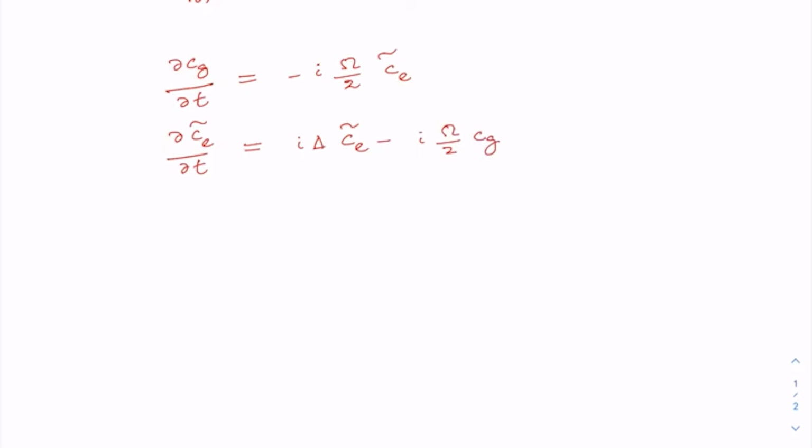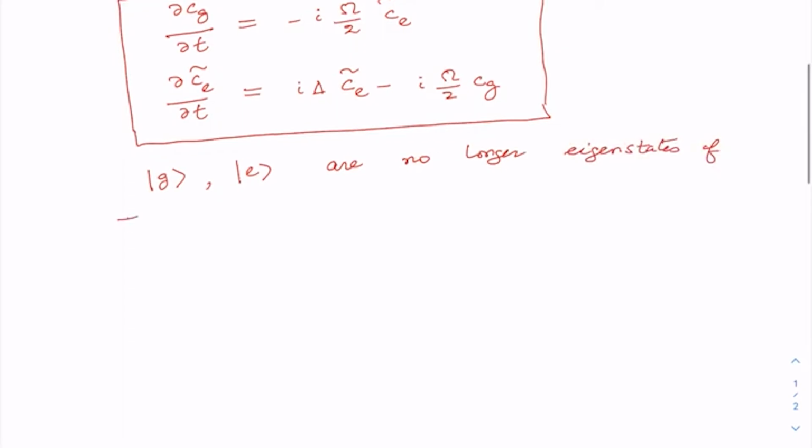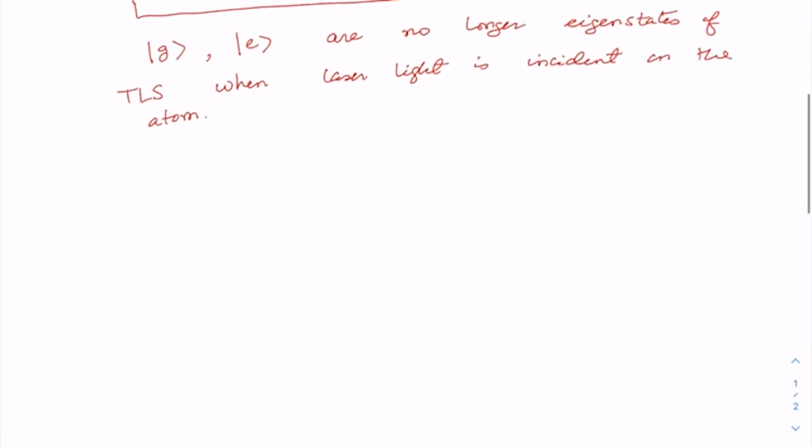Now, one thing that can be ascertained from our earlier discussion is that when the laser radiation is incident on the two-level atom, |g> and |e> are no longer eigenstates of the two-level system, because we have seen from our Rabi flopping discussion that the atom goes from the ground state to the excited state and from the excited state to the ground state like this.